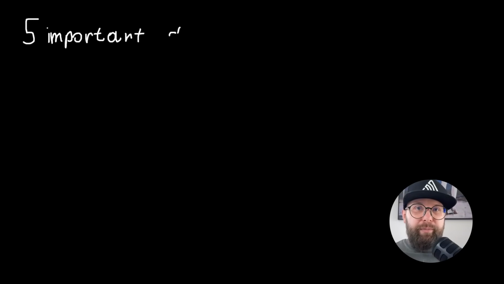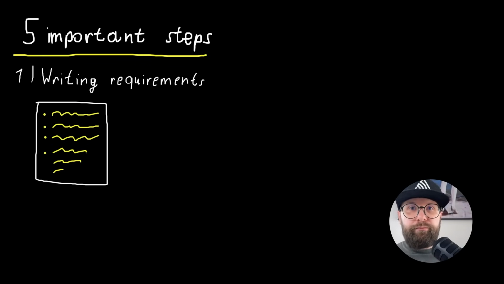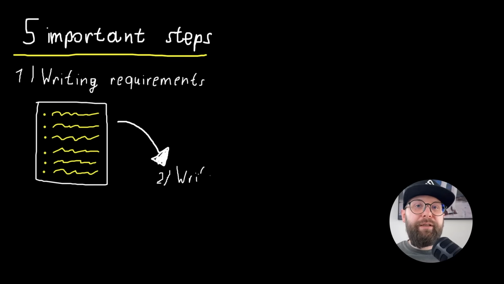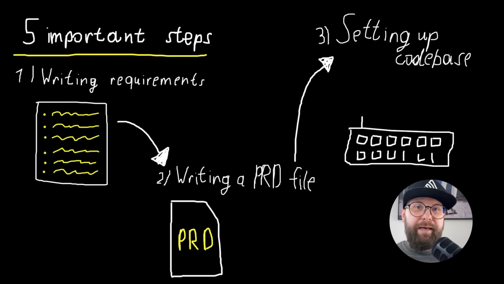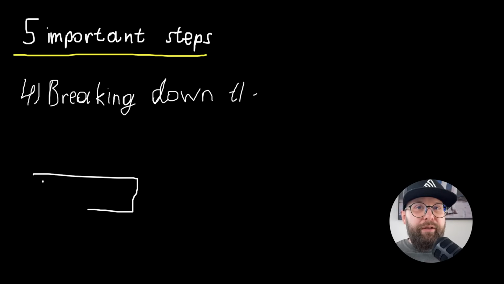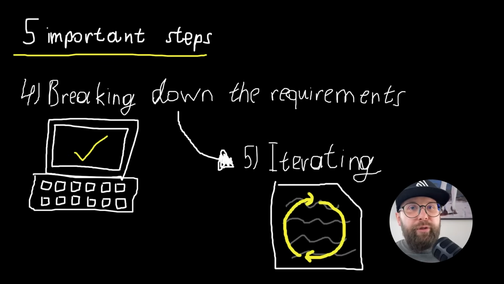So I'm going to guide you through 5 important steps. The first one is writing requirements. The second one is writing a PRD file. The third one is setting up your code base and setting out the task framework itself, breaking down the requirements, and then iterating on the code using the framework to build the app itself. And that's about it. But first things first, writing requirements.